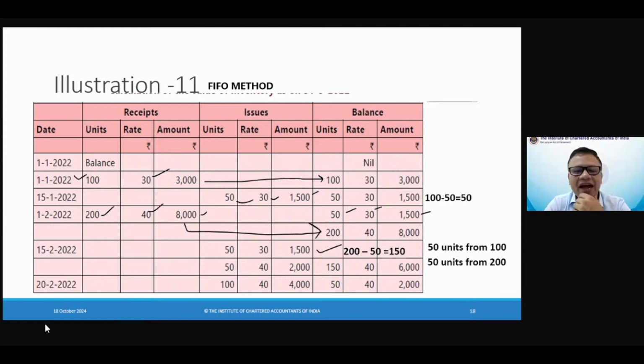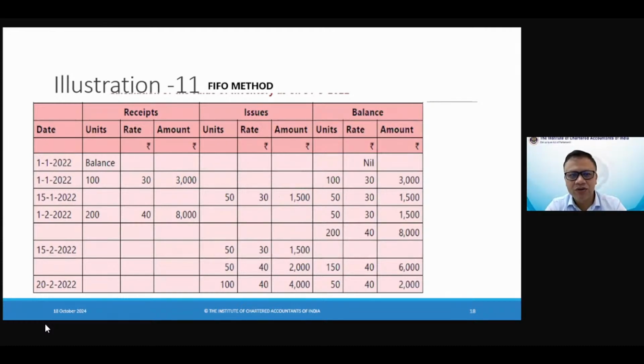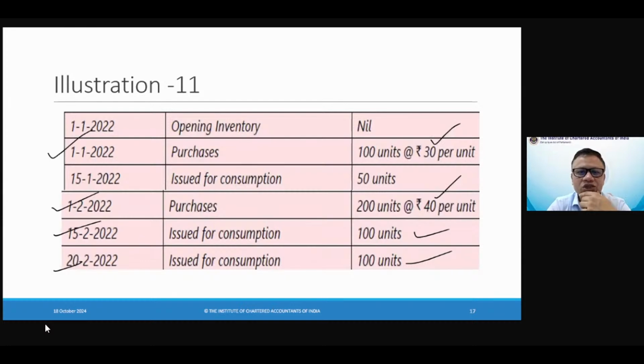Then on 15th February, what do you have to do? How many units do you have to issue? Look at 15th February, what is written here? Issued for consumption. How many units? It is 100 units. So previously you had 50 units with you. Can you issue 100 from the 50 units? Is it possible? How is it possible? The previous stock of 30 rupees had only 50 units. How is it possible to get 100 units from 50 units?